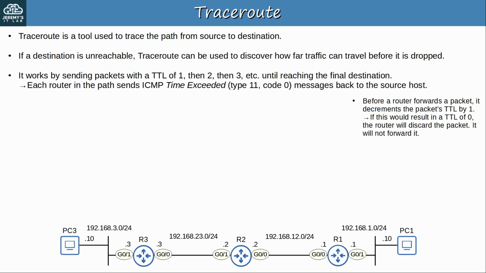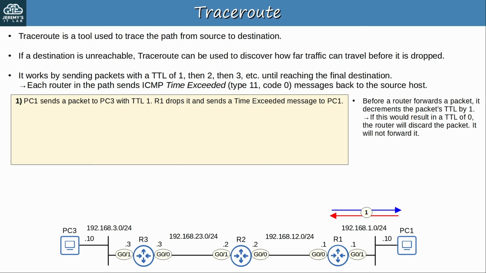So let's see how that works when PC1 sends a traceroute to PC3. First, PC1 sends a packet to PC3 with TTL 1. R1 drops it and sends a time exceeded message to PC1. So when PC1 sends the message, the TTL is 1. If R1 were to forward the message, it would have to decrement the TTL to 0, so instead it drops it and sends the time exceeded message.